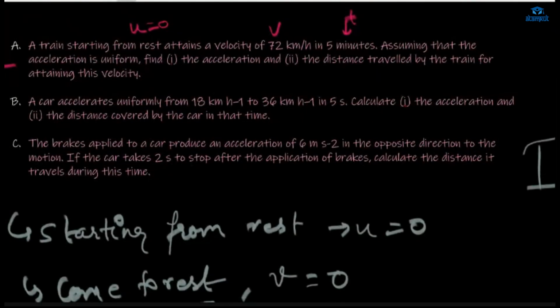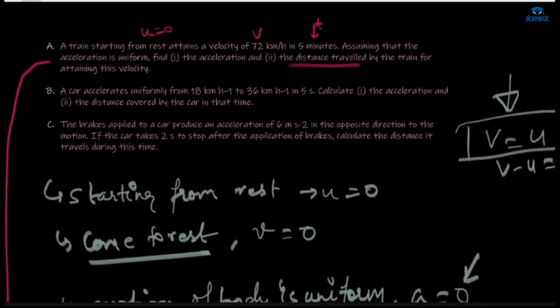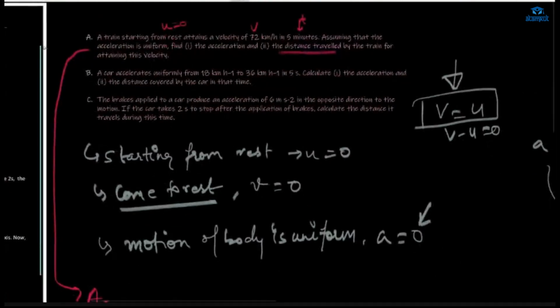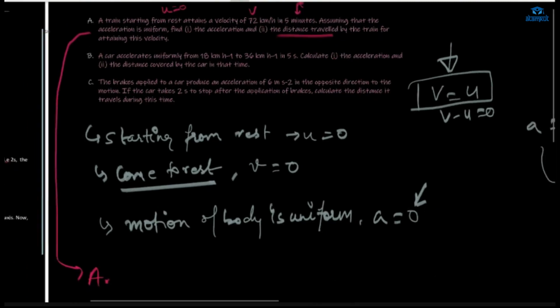Fine. So, motion of the body. Question: assuming that the acceleration is uniform, find the acceleration and the distance traveled by the train for attaining this velocity. I think this second part we cannot do right now because we haven't studied the equations of motion. So the first part we'll be doing, then we will study the equations of motion and then do the second part. So what's given in the question? Let us write it.